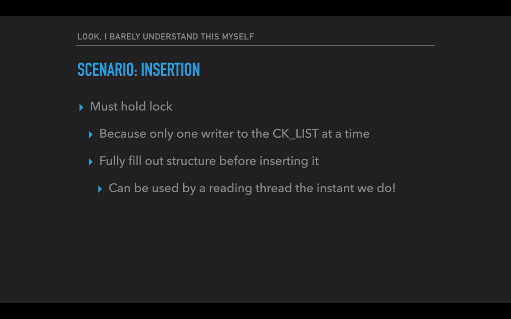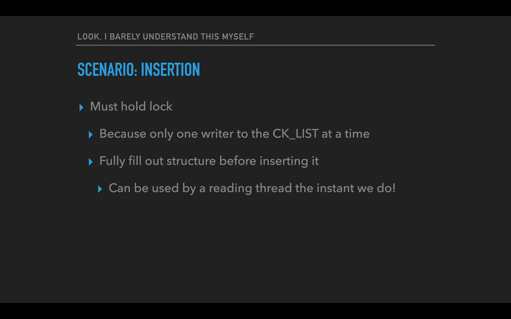So, make sure that we only have one writer at a time. That's why we still have a lock. Another thing that's important to remember is that this lock does not cover readers. So the instant that we insert a data structure in the list, it's possible for another core to see it and start reading it. So the main thing that we must remember there is that before we insert this data structure into the list, it must be fully populated with correct and relevant data.